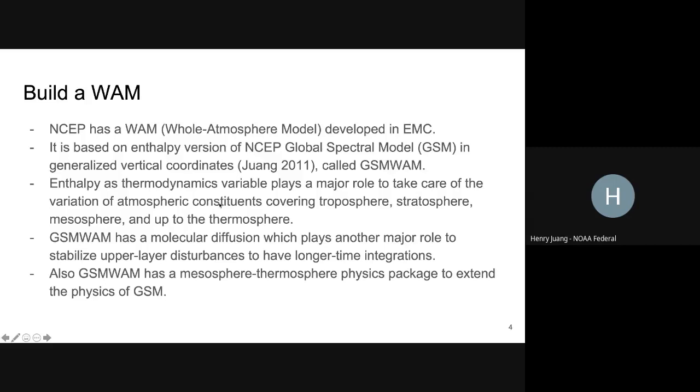And as I said, up there the wind is very strong, so we require some kind of molecular diffusion to stabilize the upper atmosphere disturbance and allow a longer time integration. We also need some additional physics, because the GFS physics only goes up to a little bit of the mesosphere. Going up there, we require gravity wave drag, and radiation should be included.